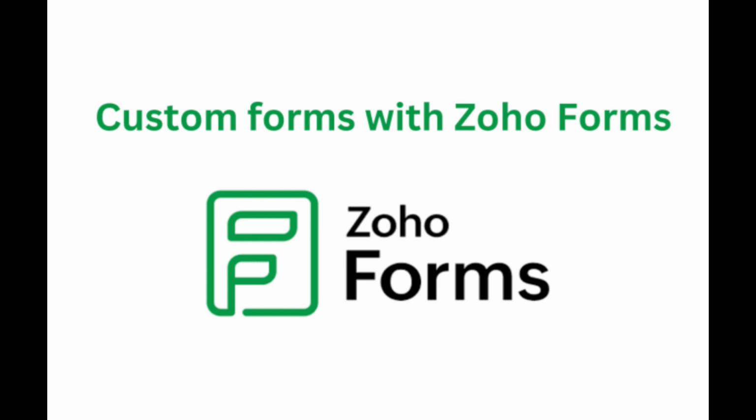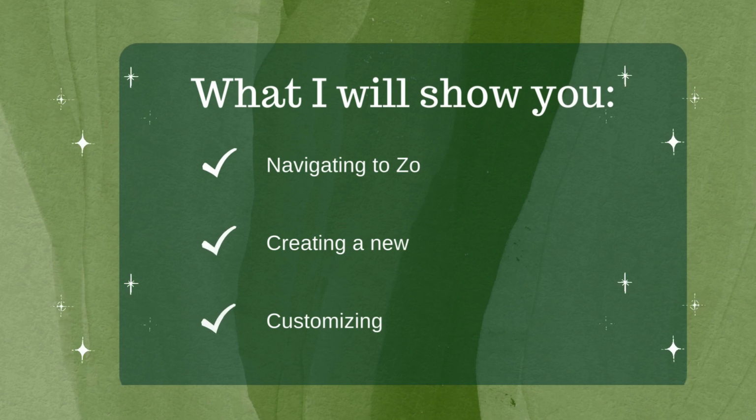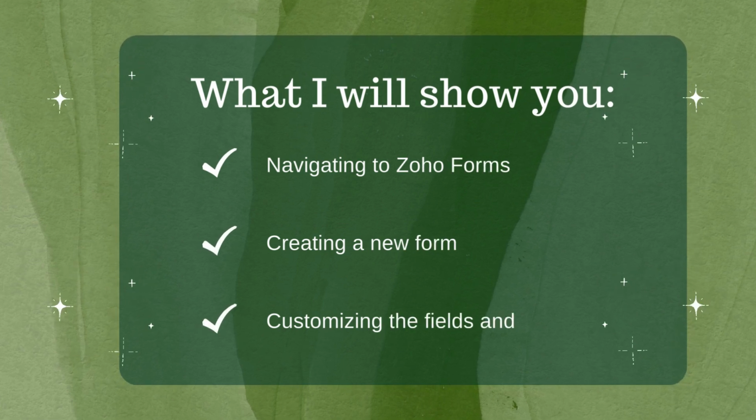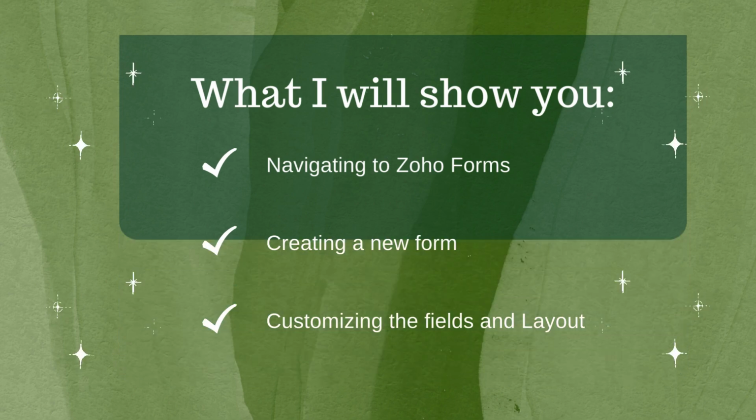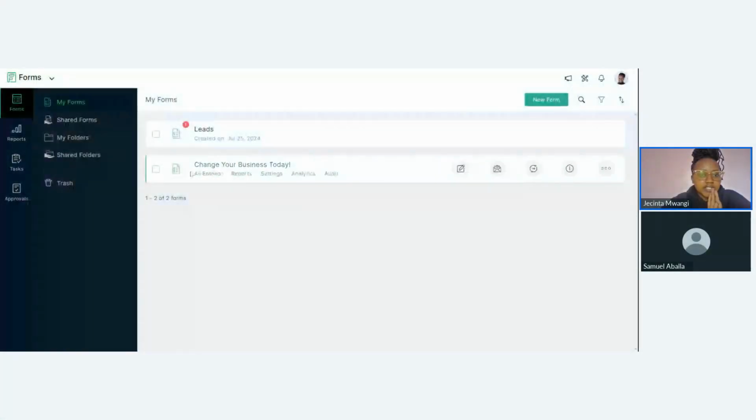So I'm going to share my screen, and then I'm going to be doing a quick demo. I'm going to be showing you how Zoho Forms looks like and how to actually create a form. This is how Zoho Forms looks like. As the name suggests, it's a Zoho app for creating forms, Zoho Forms. So once you get in to the homepage, this is how it looks.